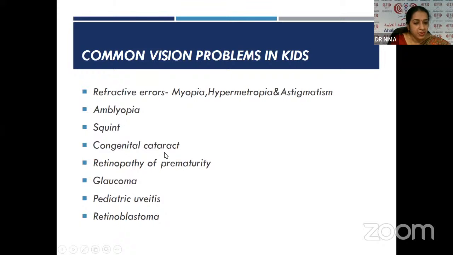Then rarely we also see cataract cases, especially in kids, usually at birth itself or due to some infections during the prenatal period. Then the retinopathy of prematurity, which is also a rare one. Usually we see it in the preterm infants and the low birth weight infants. Then glaucoma, pediatric uveitis, and retinoblastoma. These are all very rare conditions, just mentioning only.